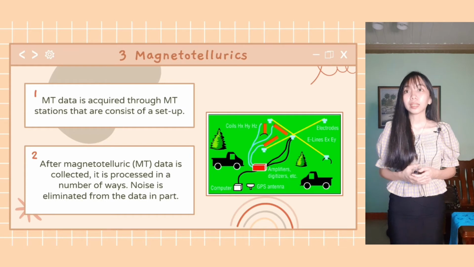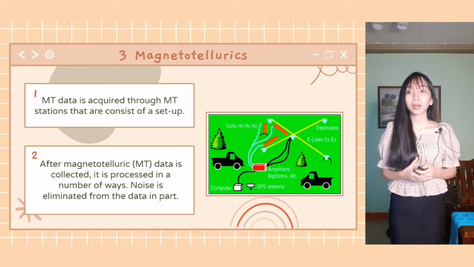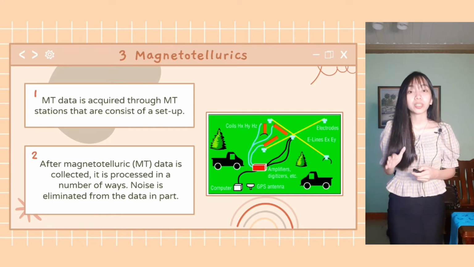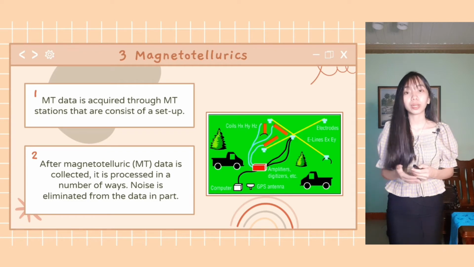First, MT data or magnetotellurics data is acquired through MT stations that consist of a setup. Second, after magnetotelluric data is collected, it is processed in a number of ways. Noise is eliminated from the data in part. So the figure that you see on your screens right now is a typical magnetotellurics layout.